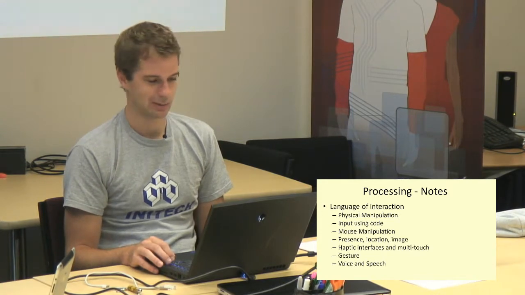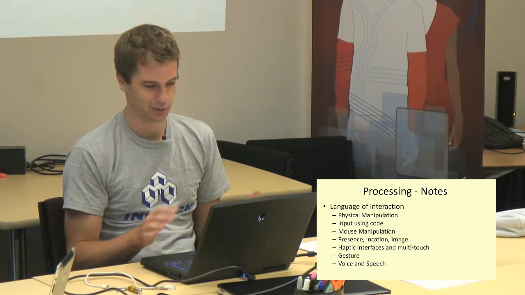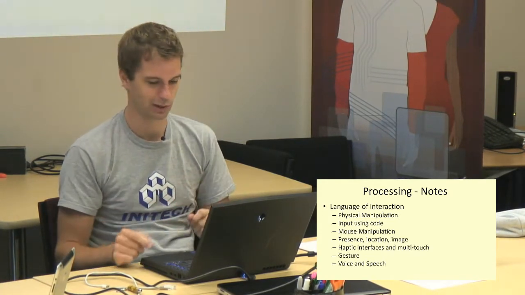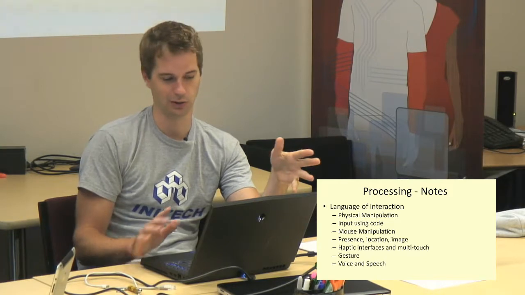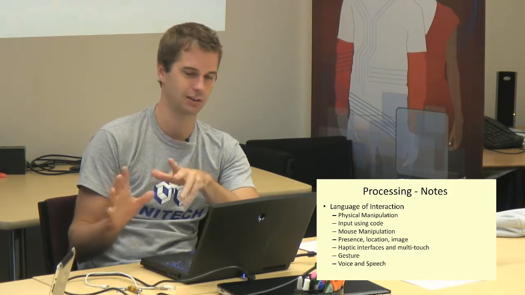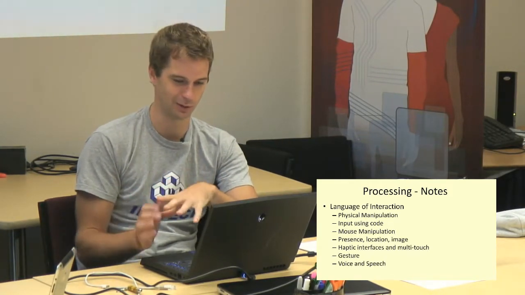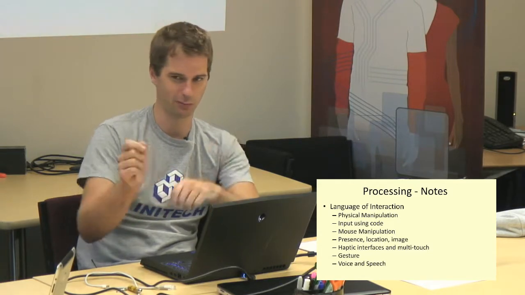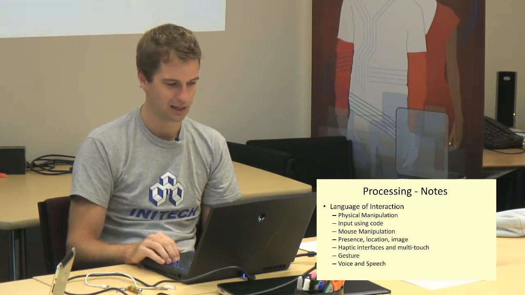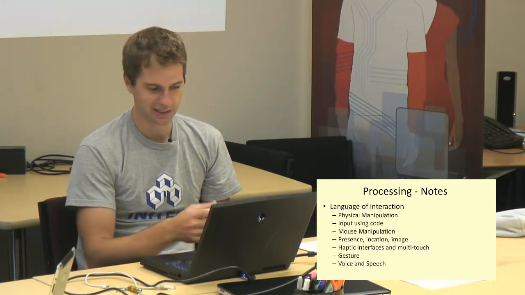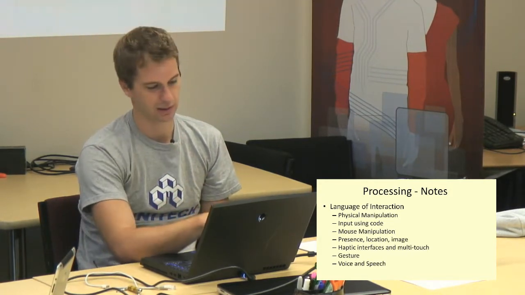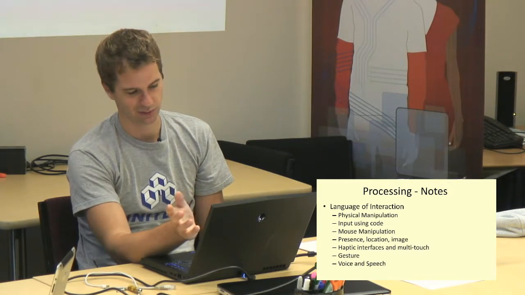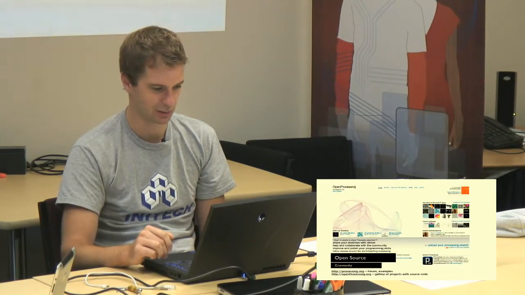So processing is a language of interaction. It was designed to help people quickly build stuff. So you can do things like dealing with physical manipulation. You can run it in conjunction with Arduinos and stuff, which we'll look at later on, which are basically little hardware platforms that you stick stuff into and you can easily prototype. It can easily deal with mouse manipulation. There are all these sorts of libraries for haptic interfaces, multi-touch, gesture, voice, and speech.